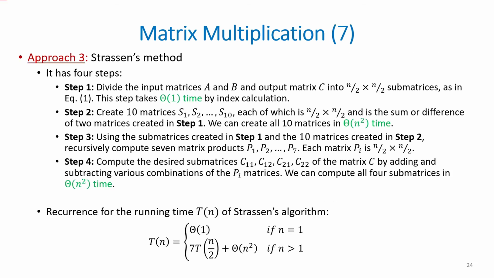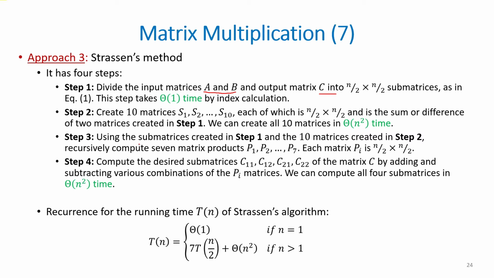So the third approach is using Strassen's method, which has 4 steps. In the first step, we divide the input matrices A and B and the output matrix C into n/2 submatrices, similar to what we had done in equation 1. Doing so just takes a constant time θ(1) because finding the midpoint of n is very straightforward. In step 2, we then create 10 new matrices S1 to S10, and the size of each matrix is also n/2 times n/2. And these matrices are obtained by sum or difference of two matrices that we created in step 1. So we can create all the 10 matrices in time θ(n squared).